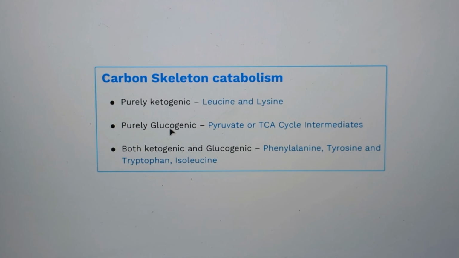Next, purely glucogenic amino acids. They can be catabolized into pyruvate or TCA cycle intermediates. All other amino acids, excluding the 6 listed, are considered purely glucogenic. These do not give rise to ketone body precursors like acetyl-CoA.